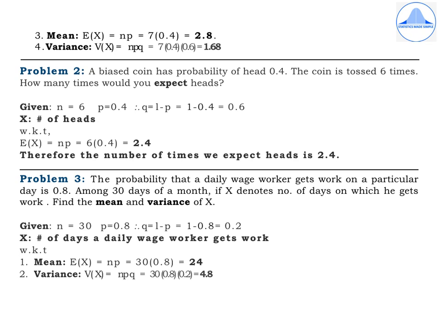Now write the formula for the mean, that is E of X equal to NP. 30 into 0.8 is equal to 24. Similarly, V of X is equal to NPQ, which results in the answer as 4.8.